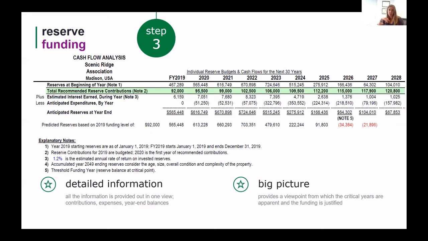It truly is a cash flow exercise where you're providing that starting balance. We're going to include the remaining current year contributions. We're going to include interest. We're going to subtract out any planned expenditures to come up with a projected year-end balance that just becomes the following year's starting balance. So as we enter the next fiscal year, we have that starting balance.